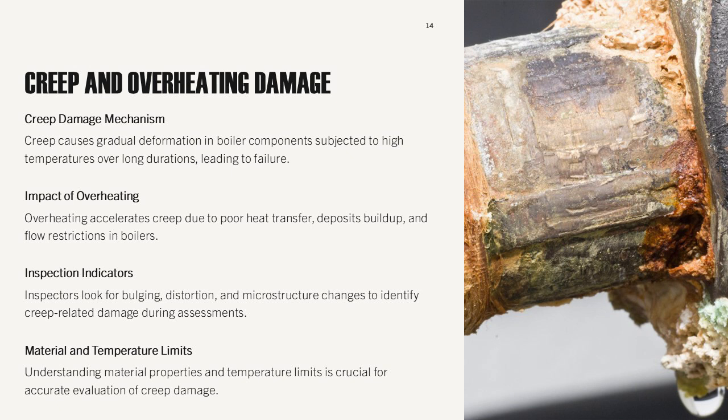Creep damage occurs in boiler components operating at elevated temperatures for extended periods, leading to material deformation and eventual rupture. Overheating can accelerate creep and is often associated with poor heat transfer, deposits, or flow restrictions. Inspectors must be alert to signs such as bulging, distortion, or changes in material microstructure. Understanding operating temperature limits and material properties is essential for accurate assessment. This section outlines how inspectors identify and evaluate creep-related damage during inspections.